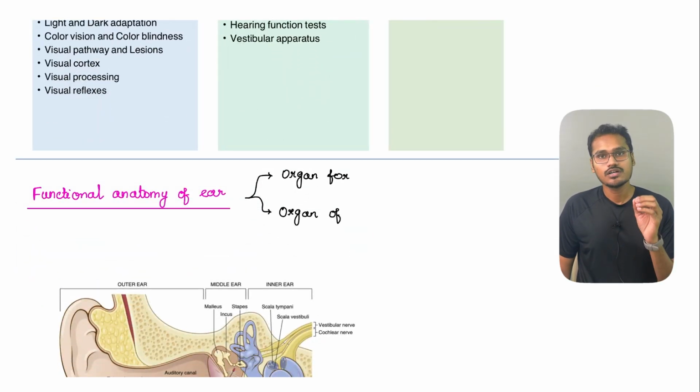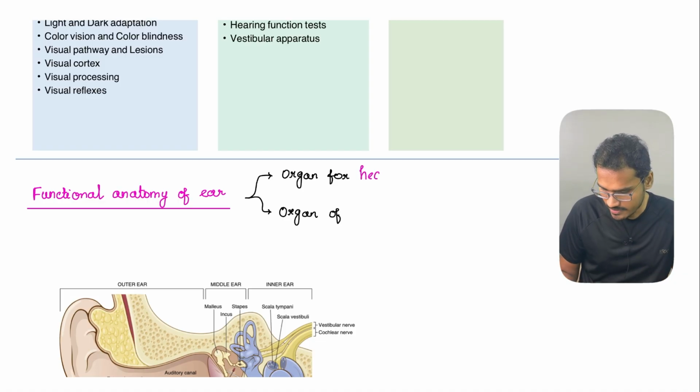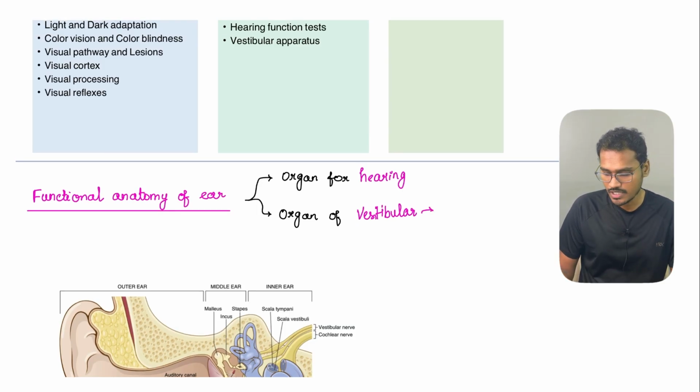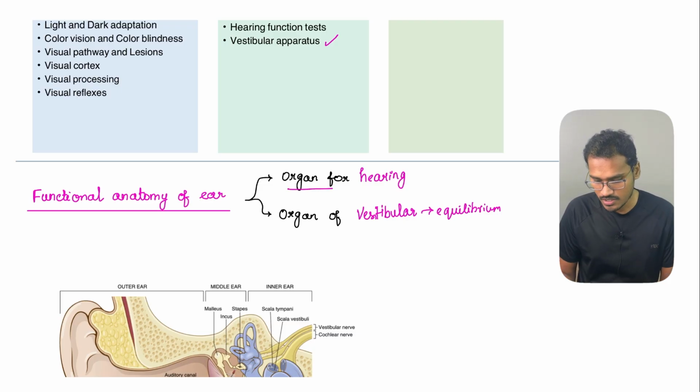The ear is an organ which can do two things. One is it is an organ for hearing, another one is it is an organ for the vestibular apparatus. The vestibular apparatus, we are going to do separately, as its function is for equilibrium. So we have kept it for the last. Today we will be discussing primarily the organ for hearing, that is the ear.